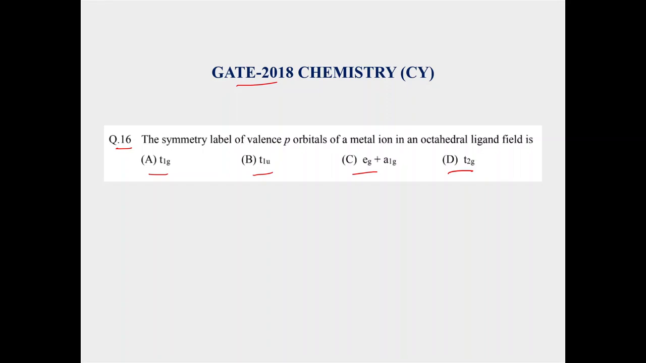In this question, they have asked us to write the symmetry label for the valence p orbitals of a metal ion in an octahedral field. Now we can do this question by taking d orbitals first, as it will be easier to visualize. Okay, I will tell you how it is coming.